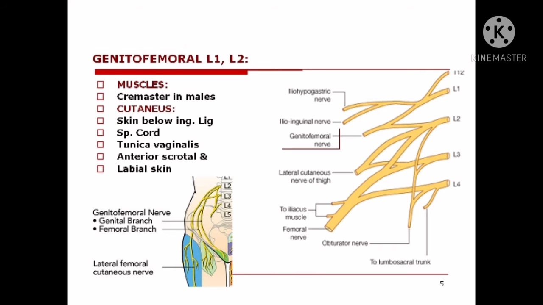The genitofemoral nerve, its root value is L1 and L2. It arises from L1 and L2 as shown in the diagram. It splits into two branches, the genital branch and the femoral branch. The genital branch supplies the cremaster muscle in males, the spermatic cord, the tunica vaginalis, the anterior scrotal and the labial skin, and the femoral branch supplies the skin below the inguinal ligament.